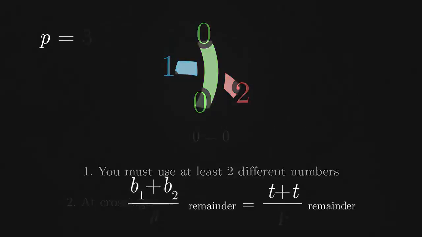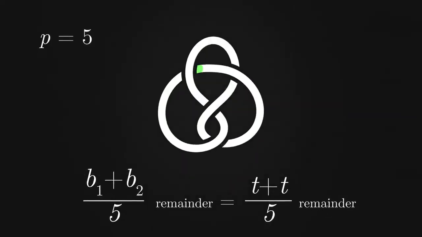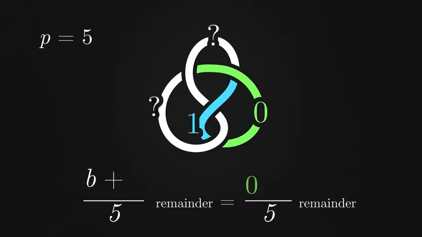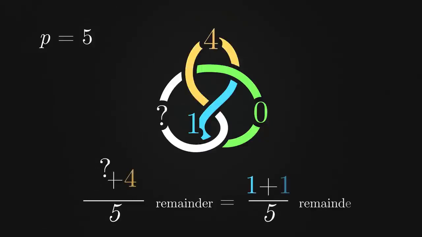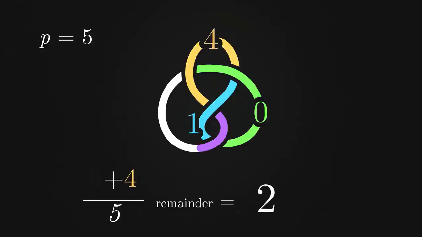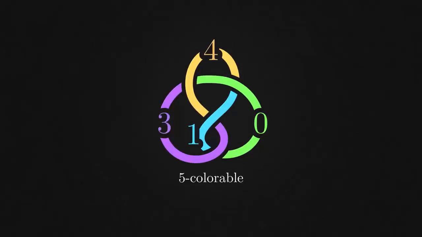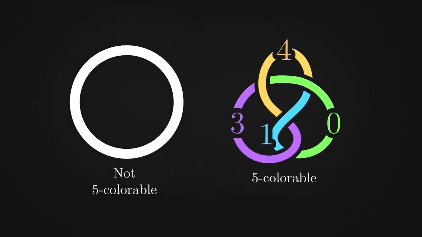If we go from 3 to 5 colorability for the figure 8 knot, we can number the strands 0, 1, and then this strand must give a remainder of 0, so 4, and this strand must give a remainder of 2, so 3. This knot is 5 colorable, so it's not the unknot. P-colorability is a huge tool. The unknot is completely uncolorable, so any knot with any colorability can't be the unknot.